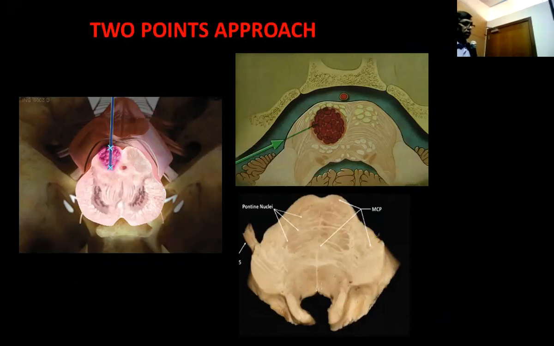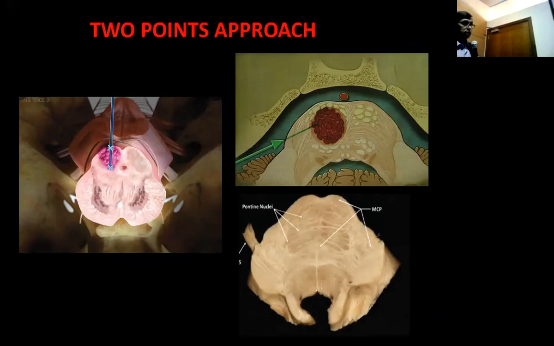This lesion is in the midbrain. This is the crus cerebri, which means that we are dealing with the pyramidal tract: corticospinal, corticopontine, corticobulbar. And this is the lesion just there in the crus cerebri. Which way to approach it? You take two points: the deepest point and the most superficial point, and then you pass between them and say, well, this is the best approach.